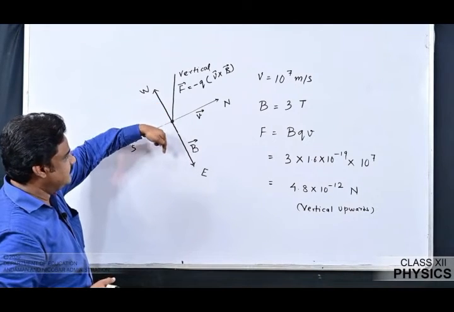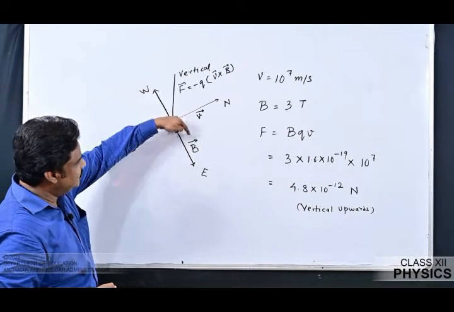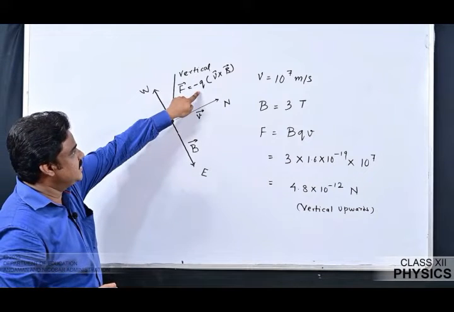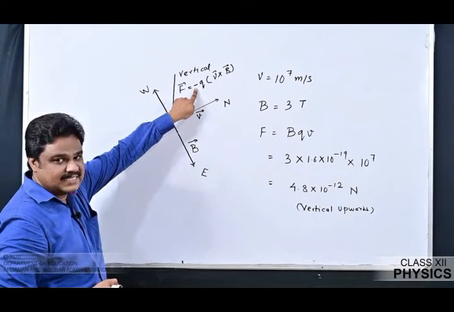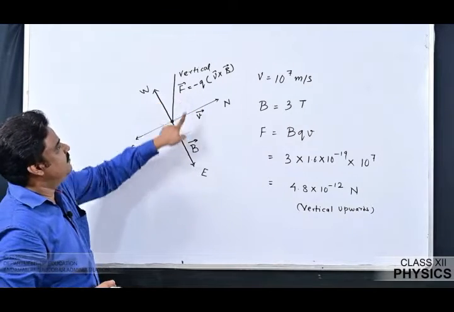You are able to see from the diagram. If I rotate a right-handed screw such that it moves from V to B, it will be moving down. But they are asking for the electron. Since the electron has a minus Q nature, what about the magnetic Lorentz force? It acts vertically upwards.